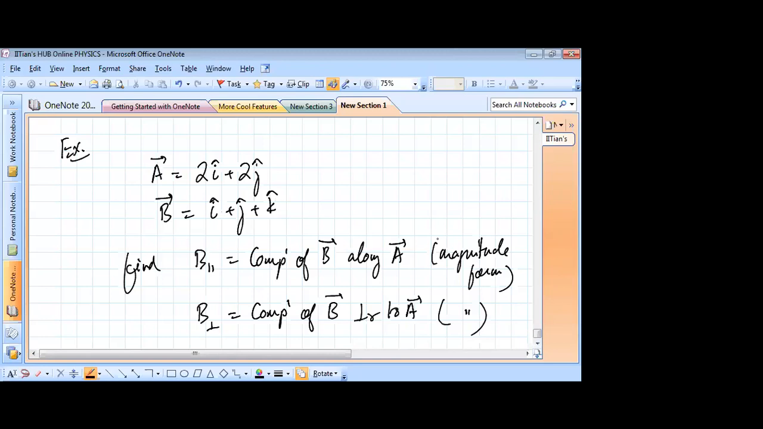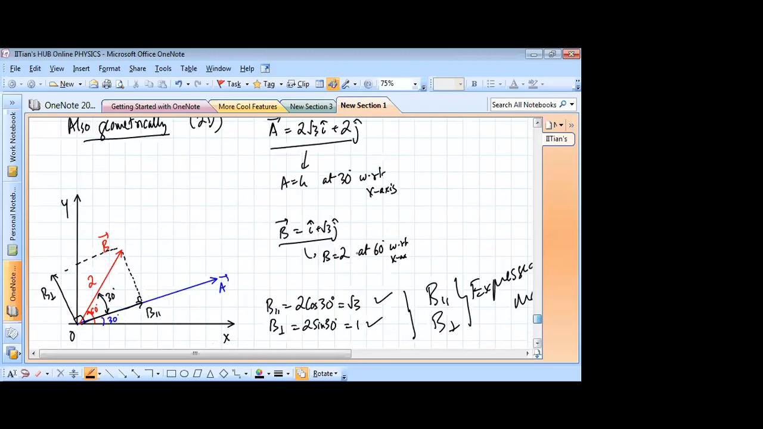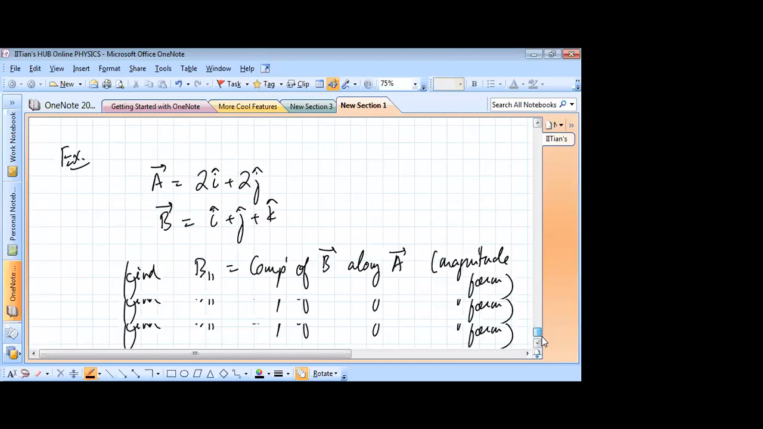Magnitude form means we are just expressing it as a value, not in i cap j cap form. We are just expressing it like we have done over here. It's just a value like root 3 or 1. It's not given in a vector form with i cap and j cap. That is the meaning of magnitude form.